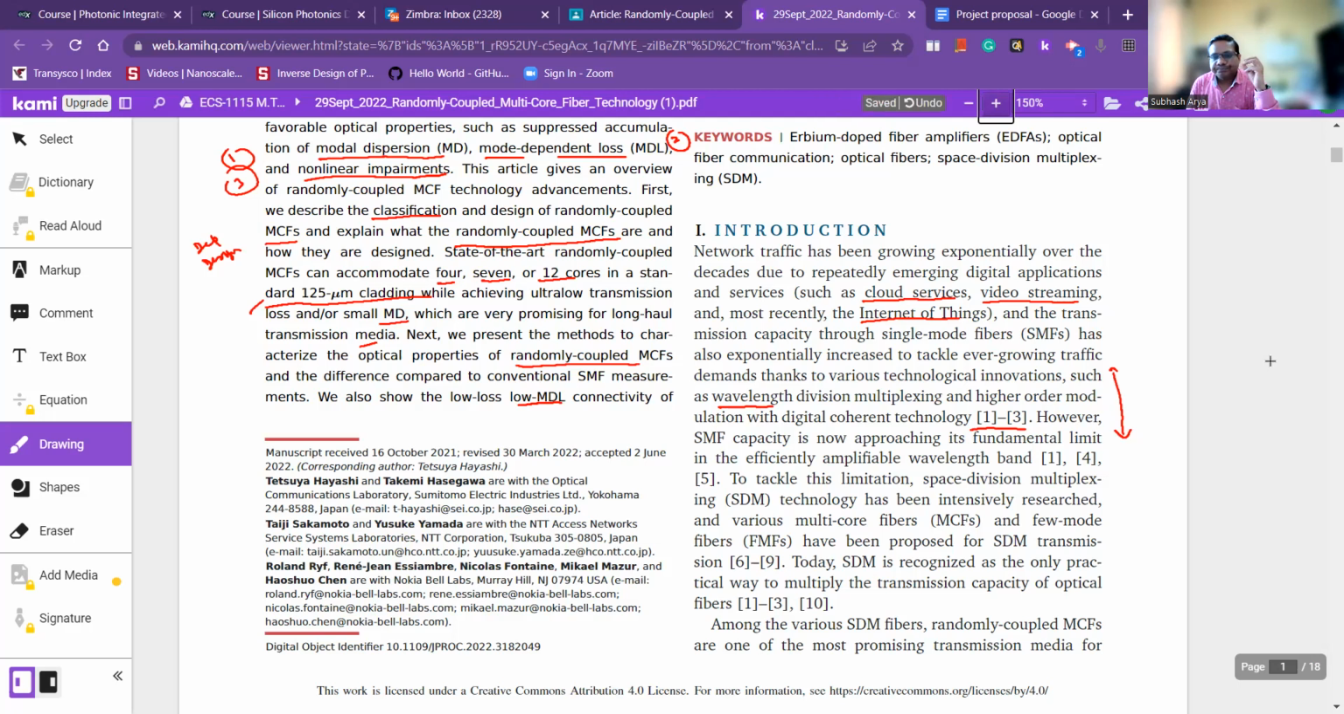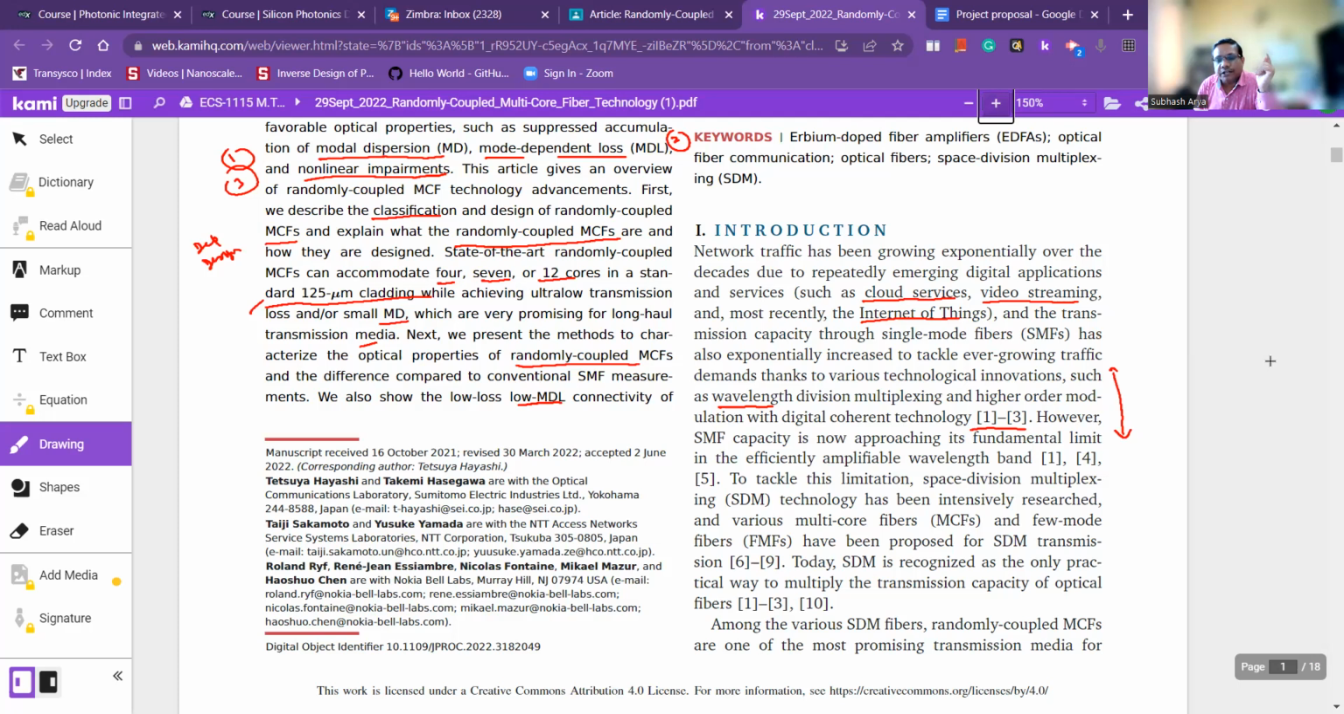Then higher order modulation formats like QPSK, BPSK, then 16 QAM, 64 QAM, like that. So by increasing these modulation formats, higher order modulation formats, as well as coherent digital technology, these are the few technologies which are making these processes feasible.